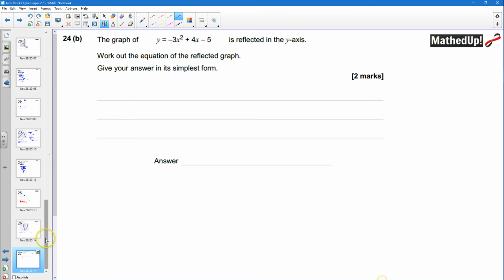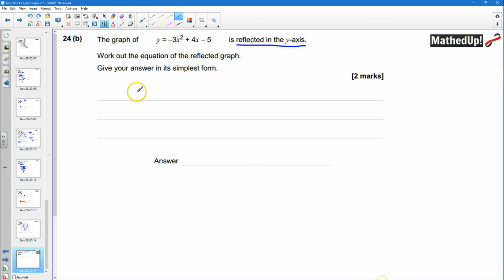Okay. Part B says the graph of y is equal to negative 3x squared plus 4x take away 5 is reflected in the y-axis. We need to work out the equation of the reflected graph and give our answer in its simplest form. So if it's reflected in the y-axis, that means all of my positive x coordinates are going to become negative x coordinates, and all of my negative x coordinates are going to become positive x coordinates. So I'm going to replace my x coordinates here with negative x.